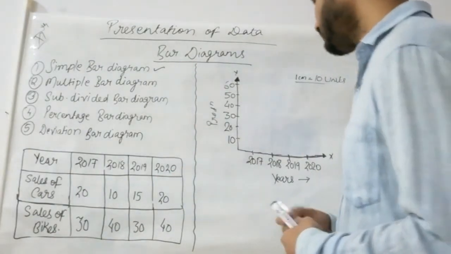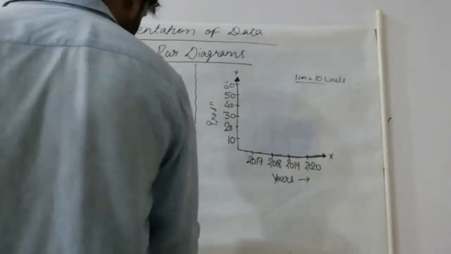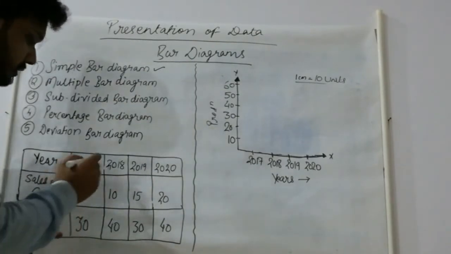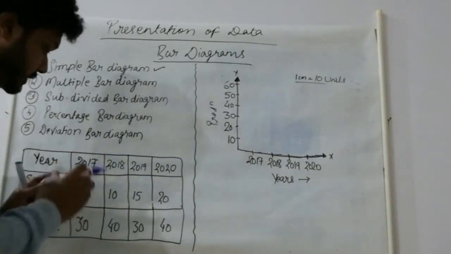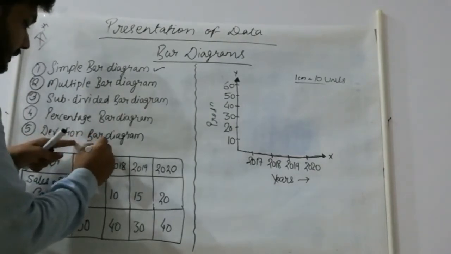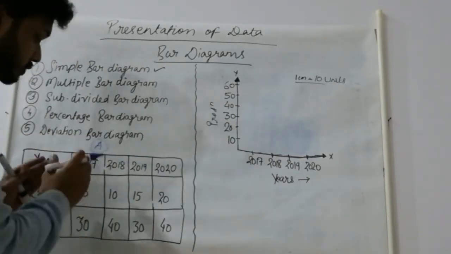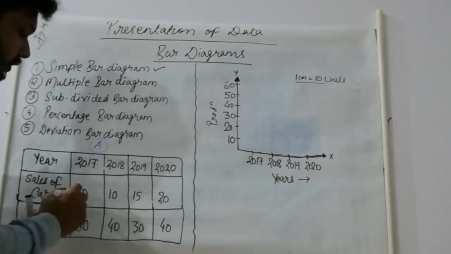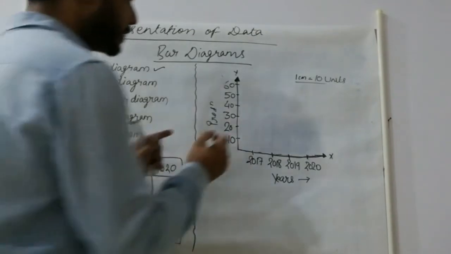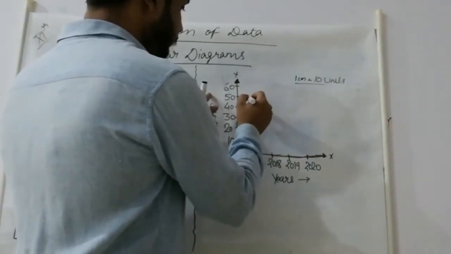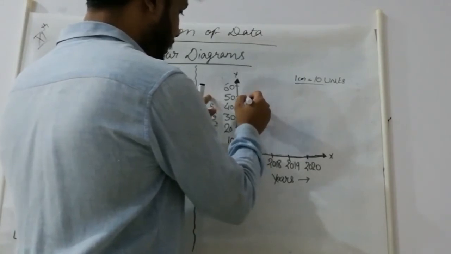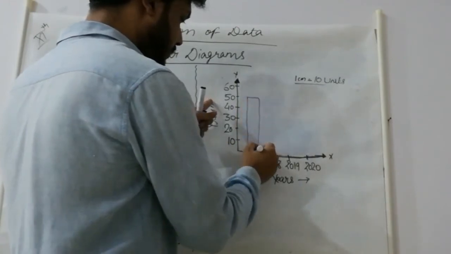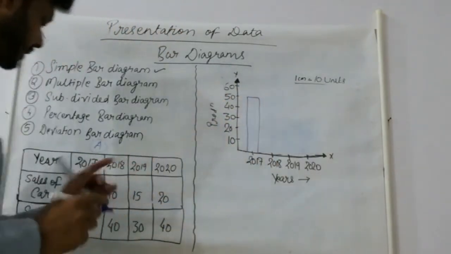Let us see. So here we can see sales of car plus sales of bike. Why will we add? Because for 2017 it is given for a single company only, let it be company A. So we will see that total sales is 50, 20 cars and 30 bikes. So total quantity is 50. Firstly, make a simple bar diagram till 50. This is the total sales, cars plus bikes.